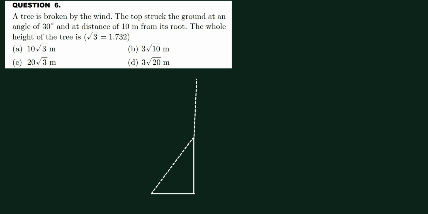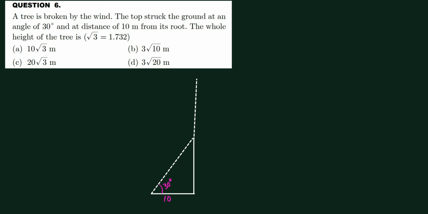A tree is broken by the wind. The top struck the ground at an angle of 30 degrees. What is the angle of 30 degrees? This is the broken part. The dotted lines are the broken part. Okay, 30 degrees. And the broken part is how much distance from its roots? That is 10 meters long.